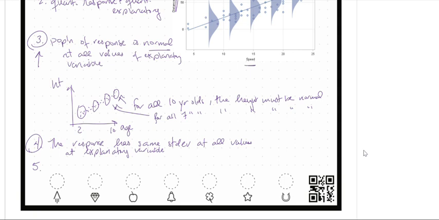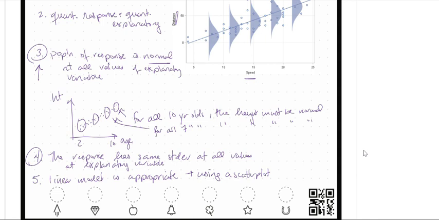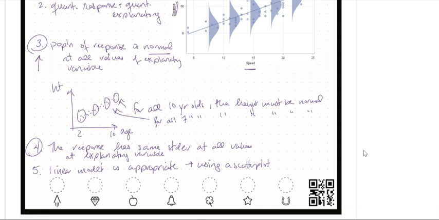This fifth condition is that the linear model, this model that allows us to talk about a constant change, so that as x increases by 1 unit, we always have that same change in the response, is appropriate in the first place. And we check that by using a scatter plot. So for example, I would look at my scatter plot of heights versus ages, or I would look at my scatter plot of distances versus speeds. And if it looks like I have a roughly linear form, then my linear model is appropriate. That's how I would check it.